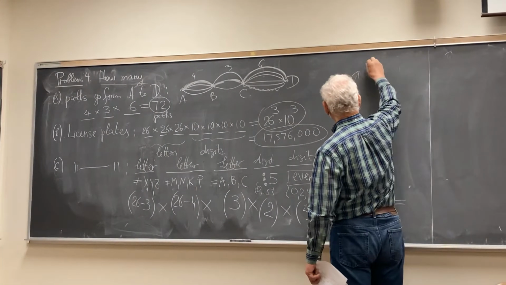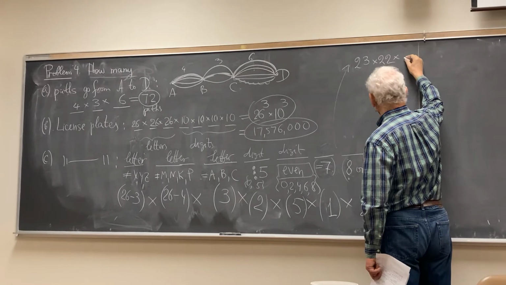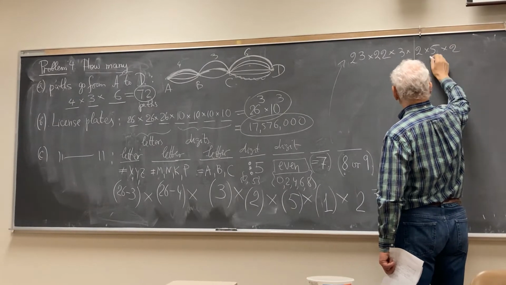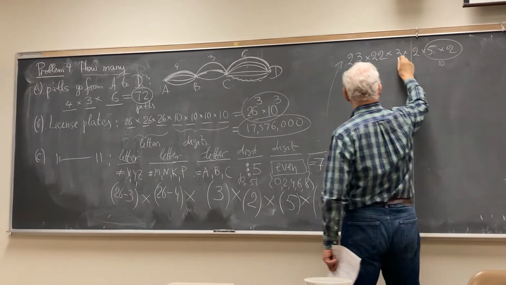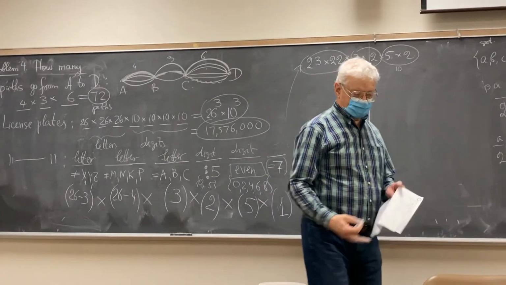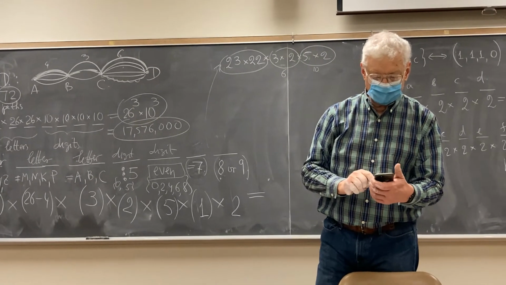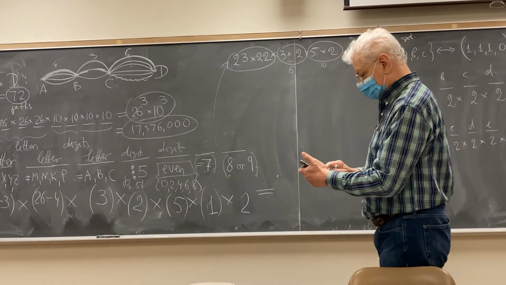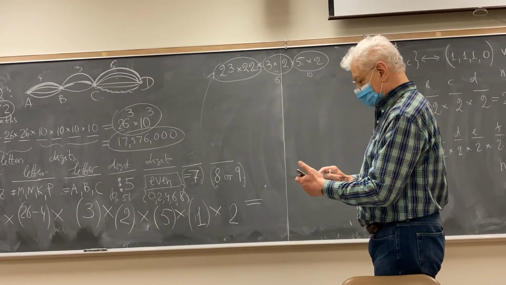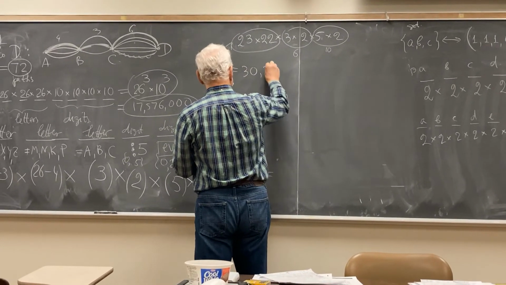23, let me just write up here. 23 times 22 times, let's just rewrite all of those. 3 times 2 times 5, and times 2 again. So 5 times 2 is 10, 3 times 2 is 6, and 23 times 22. Anyway, we have to calculate, use calculator. So 23 times 22 times 6 and times 10. Okay, so 30,360.